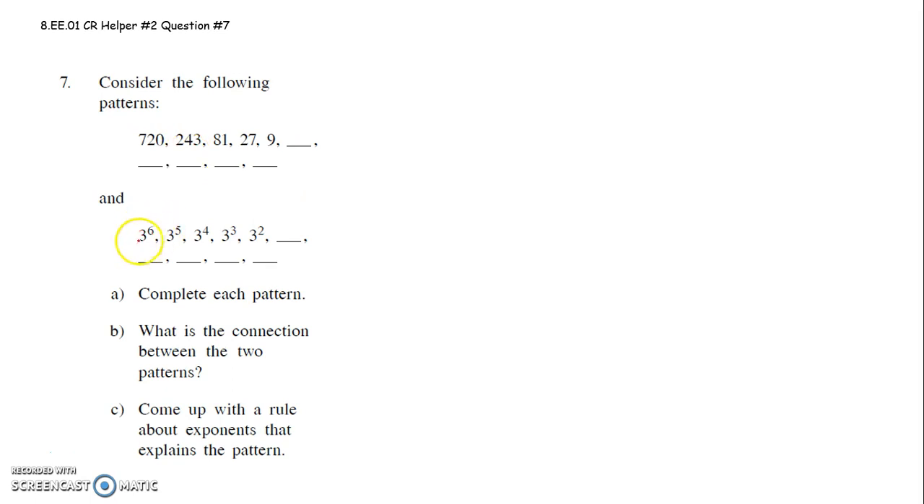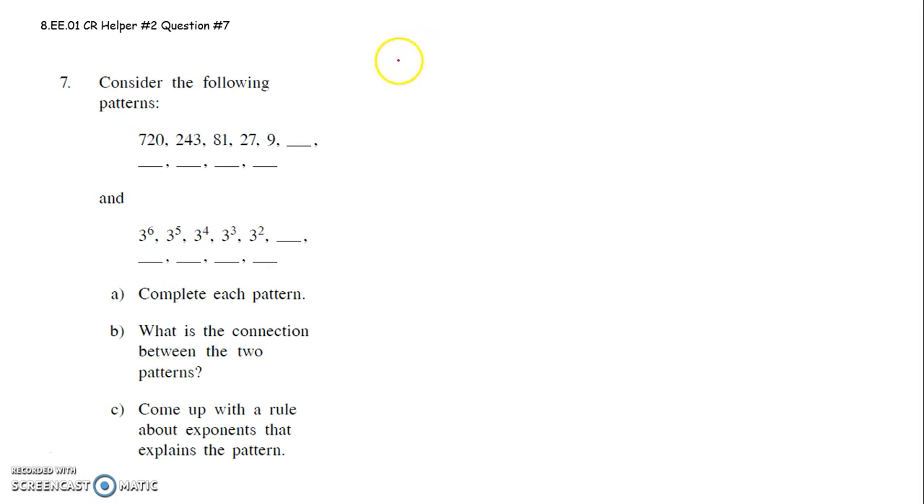pattern. And they want you to take a look at 3 to the 6th, then 3 to the 5th, then 3 to the 4th, then 3 to the 3rd, then 3 to the 2nd, and then get 1, 2, 3, 4, 5 more in that pattern. Complete each pattern. What is the connection between the two patterns? Come up with a rule about exponents that explains the pattern.